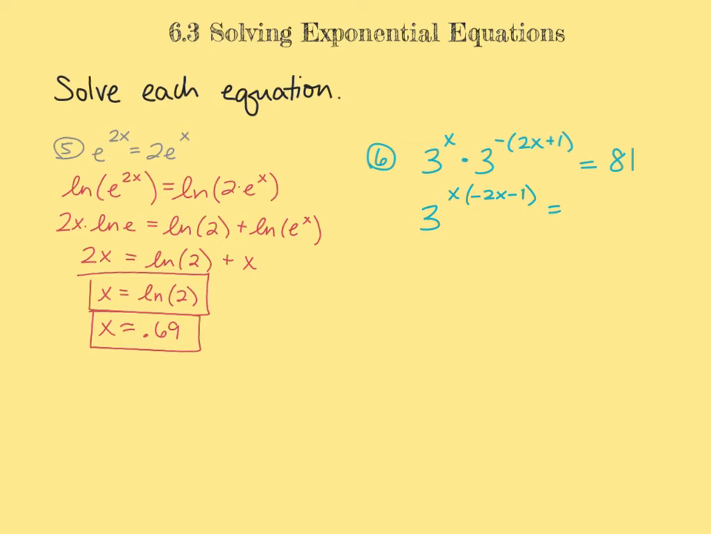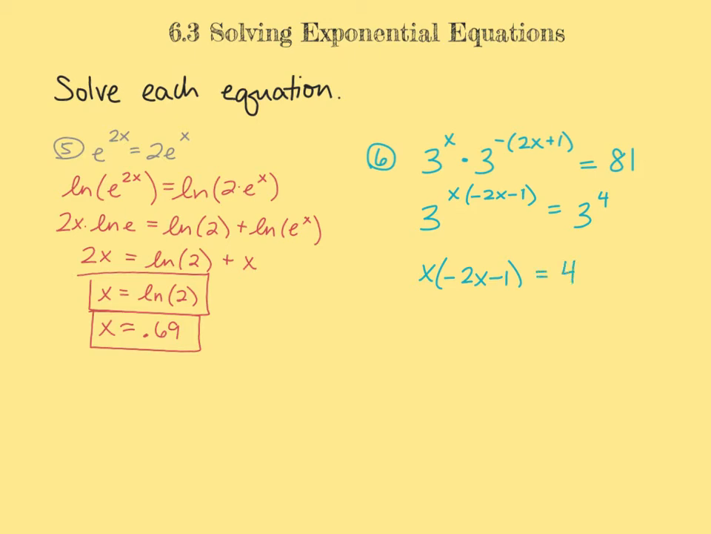Can we rewrite 81 with a base of 3? Yes, we can. 81 is 3 to the 4th, so we can totally get a common base here. Again, we could have also taken the natural log of both sides. Either way is completely fine. Once we have the same base and they're equal to each other, what we can do is just set the exponents equal to each other. So we'll have x times negative 2x minus 1 equals 4.